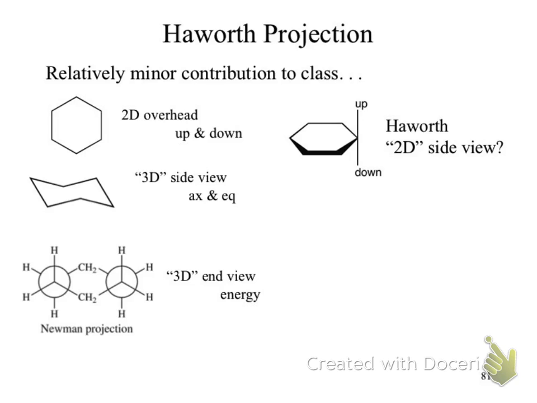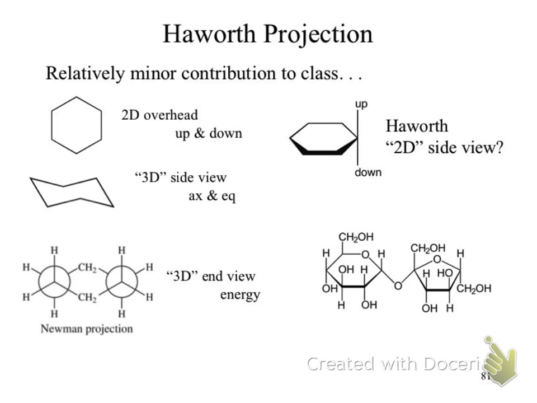2D side view. We take our ring, and instead of looking at it from the top, we turn it on edge, which means we get this kind of side angle view that we're getting with the chair. But now, instead of seeing wedges and dashes, we have ups and downs to reference the wedges and dashes. Okay, why? I don't know, because somebody thought it looked cool, and that's how they drew it. Okay, but that's another representation of chairs. You get your Haworth projection. Okay, where this typically comes up is biochemistry or biology. What are we seeing here?